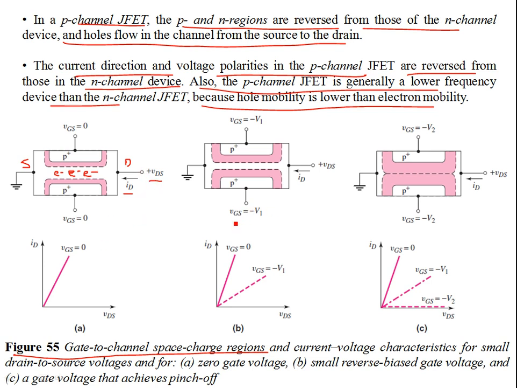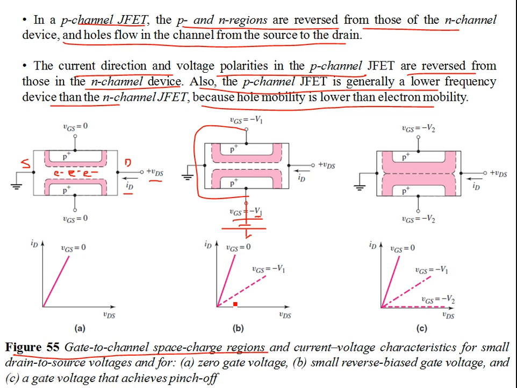What happens when you have a negative VGS? For example, this is the same VGS, because the gate is connected like this, okay? It's short circuited, and then you are going to apply, for example, a negative voltage, which is minus V1, let's say. What happens is that the width of the space charge region changes, which in fact reduces the width of the channel, thereby increasing the resistance to the flow of electrons.